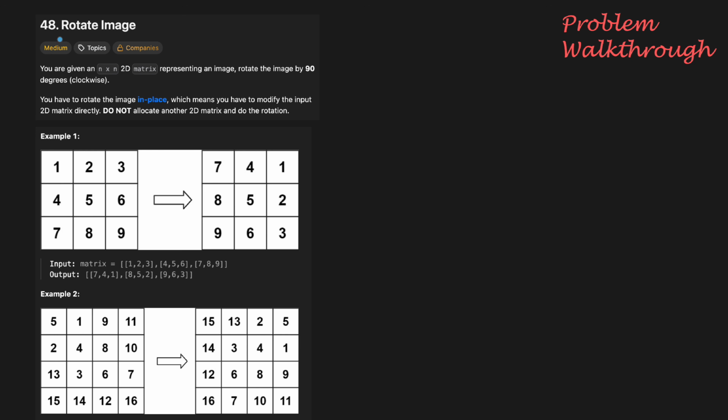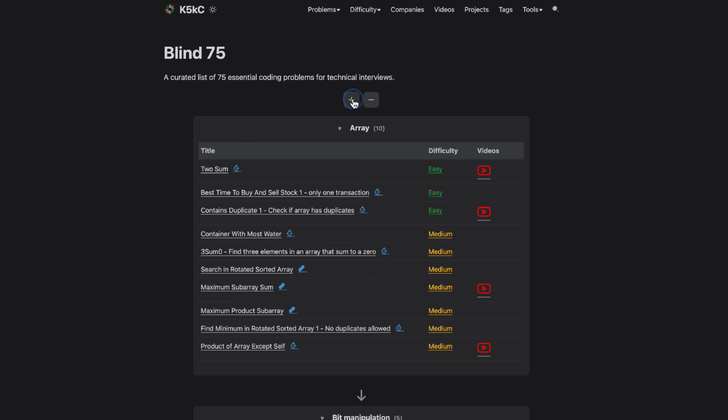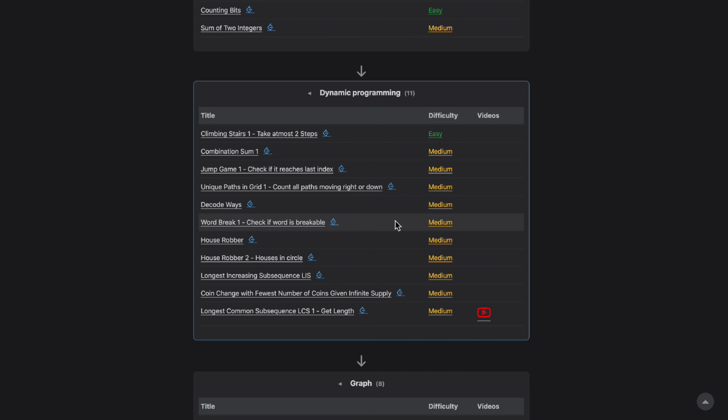Rotate image, Leetcode 48. This problem is part of Blind 75, a curated list of essential coding interview questions.